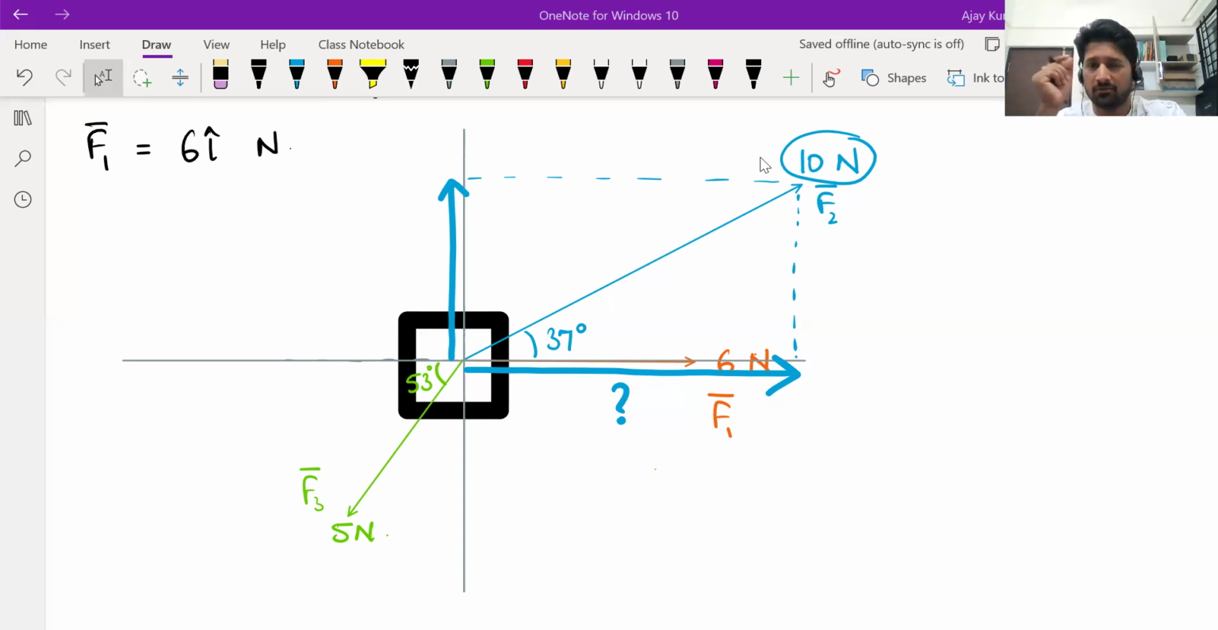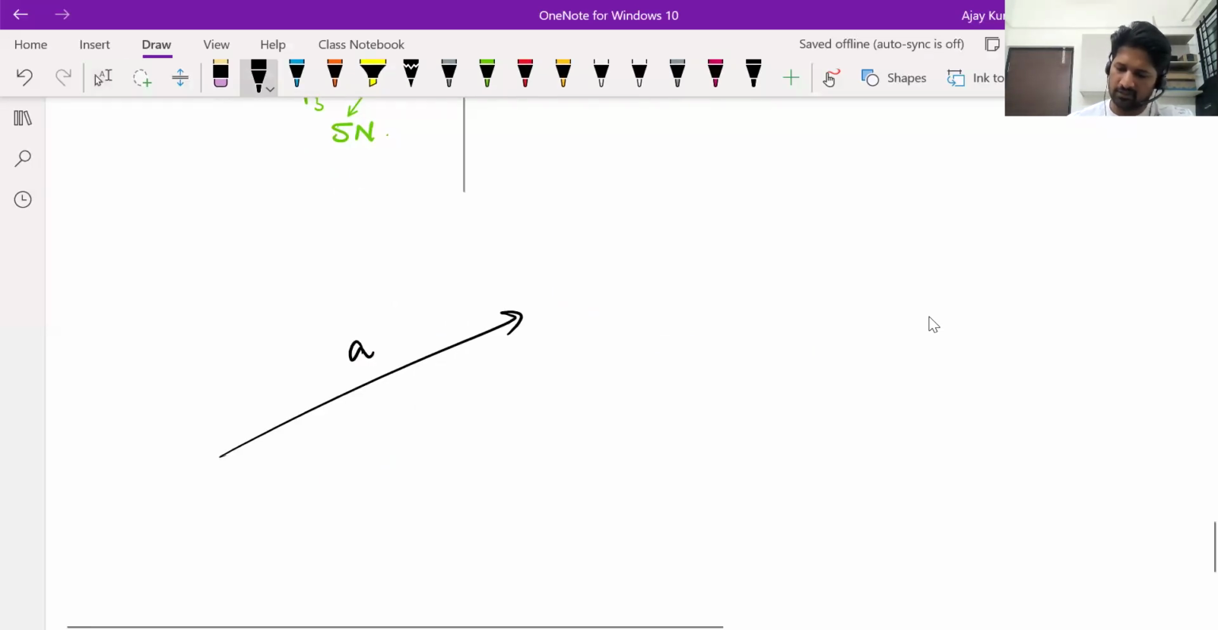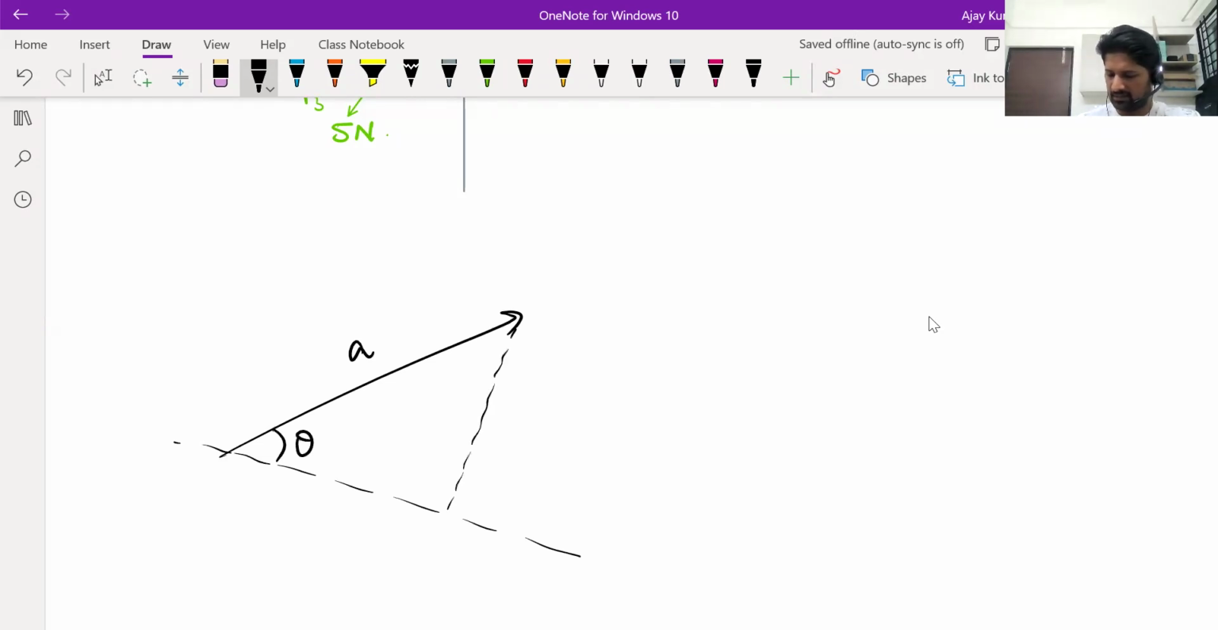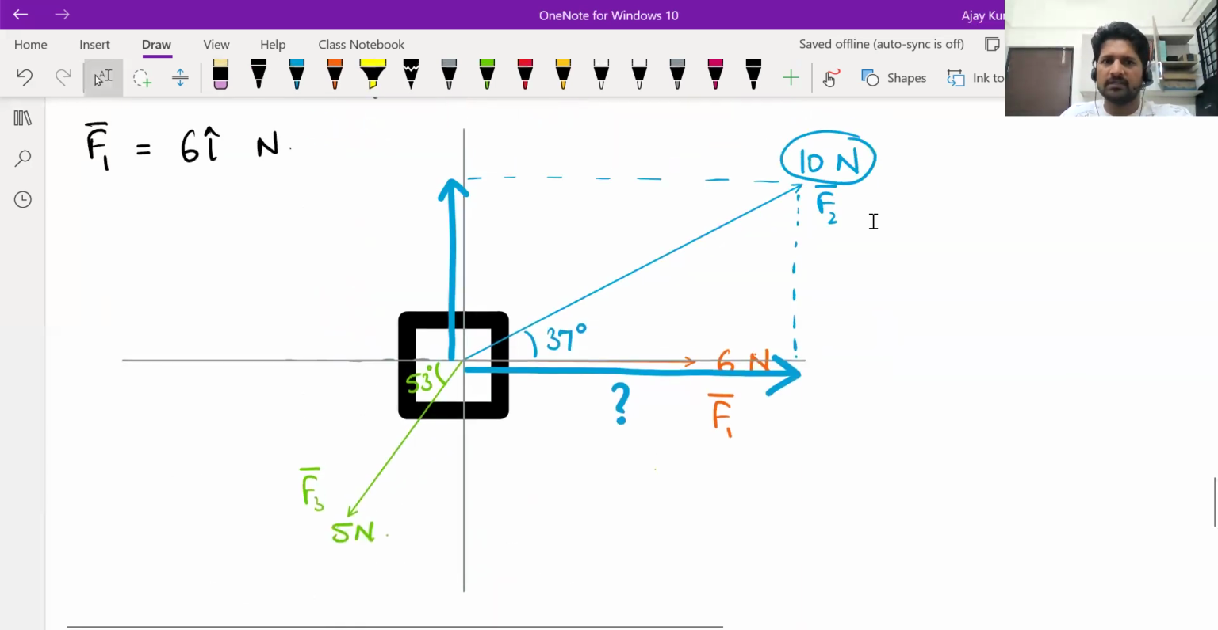How do you calculate the component of a vector in a particular direction? There's a formula for it we had discussed earlier. Anyone? How to take the x component of this vector? 10 cos 37, sir. Any vector whose magnitude is a, if you want its component along some direction with which it makes an angle theta, then the component simply becomes a cos theta. You should know the magnitude of the vector and the angle it makes with the direction along which you want the component. Now the direction along which we want the component is the x direction here.